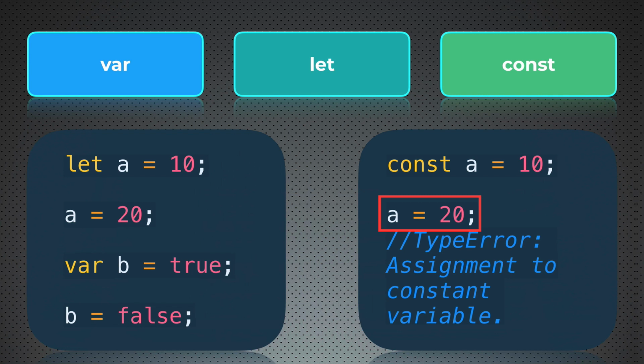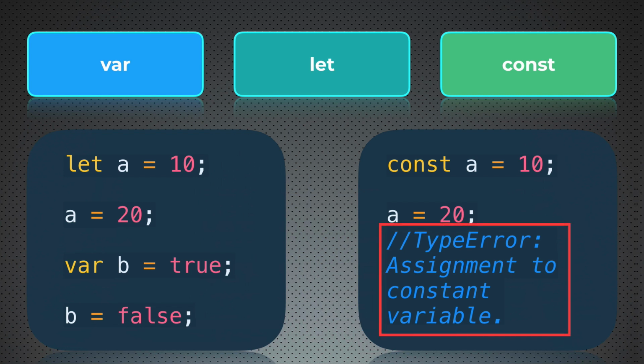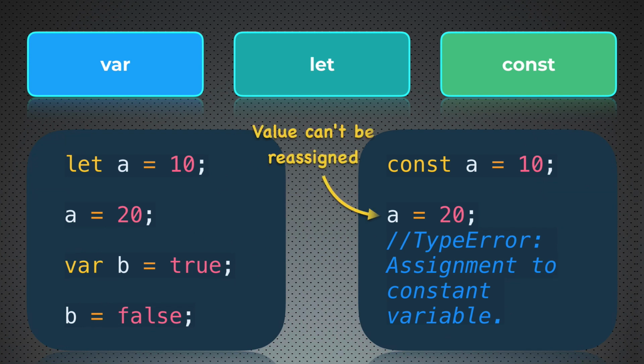We want to assign value 20 to it. But with const, it's not possible, and you will immediately get type error: assignment to constant variable. So with let and var, you are able to reassign value of the variable, but with const, it is not possible. And that is the most important difference between const and var or let. So, if you create variable with const, you cannot reassign value of this variable.